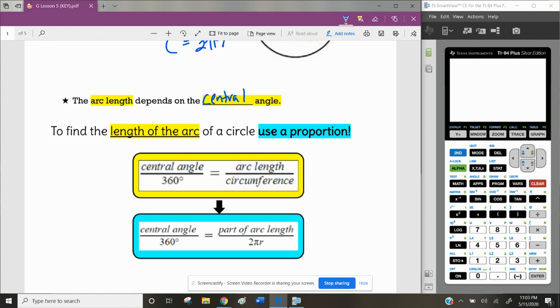So we're going to do this in the same way that we did the area of a sector. We're just going to use a proportion. That way, when we want to solve for the radius or diameter or the central angle, we're still doing the same process. We're solving a proportion for an unknown value. So nothing changes. Now we're just doing part of the circumference compared to the total circumference.